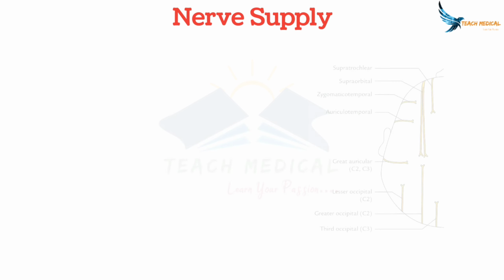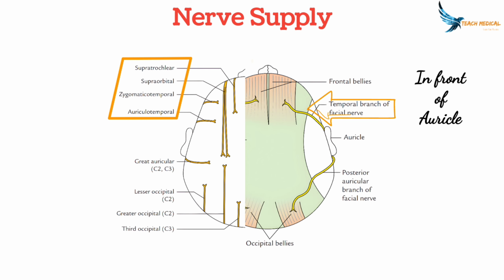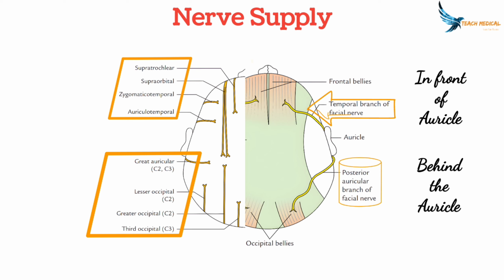Nerve supply. Scalp and temple are supplied by 10 nerves on each side. Out of these, 5 nerves, 4 sensory and 1 motor enter the scalp in front of the auricle. The remaining 5 nerves, 4 sensory and 1 motor enter the scalp behind the auricle.